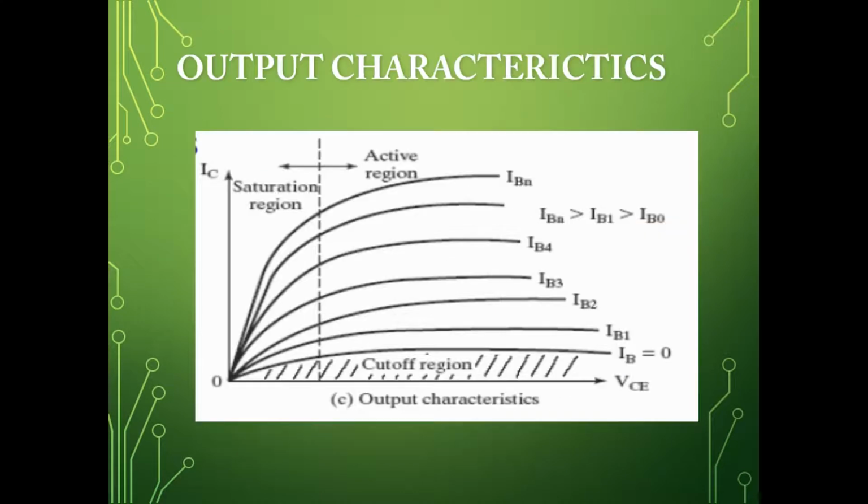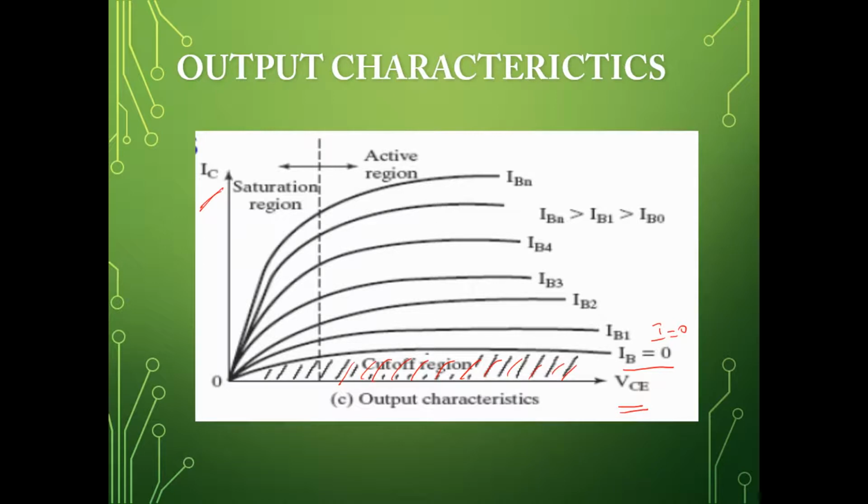Whereas the output characteristics, which is a plot of output current IC versus output voltage VCE, you can see that if the base current is 0, then the device's collector current is also almost 0, but practically you will have a small leakage current. In that case, the device is said to be operated in the cutoff region.